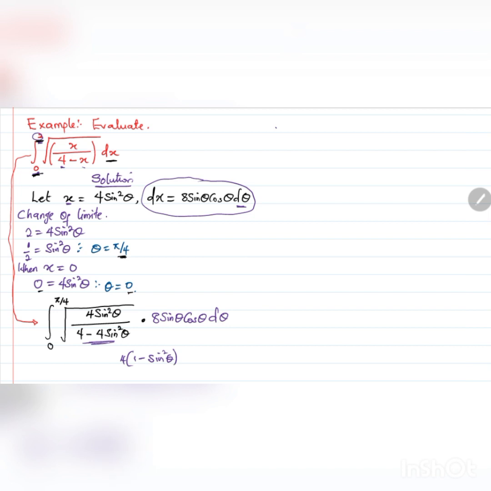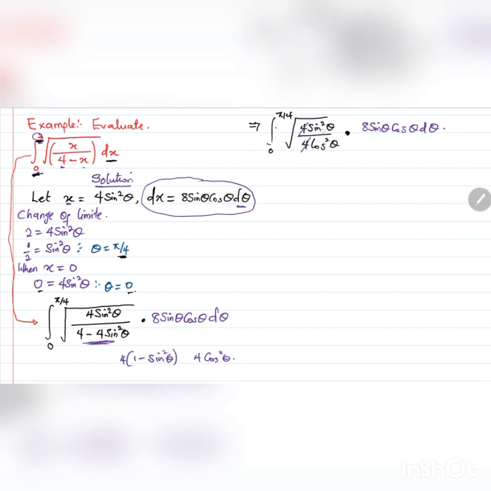If I factorize, and you all know from the basic identity that 1 minus sine square theta is cos square theta, so I can say it's the same thing as 4 cos square theta. So that's for this denominator. So we have the integral from 0 to pi over 4 of the square root of 4 sine square theta over 4 cos square theta times 8 sine theta cos theta d theta. Okay, now this 4 eliminates this 4, the square root.